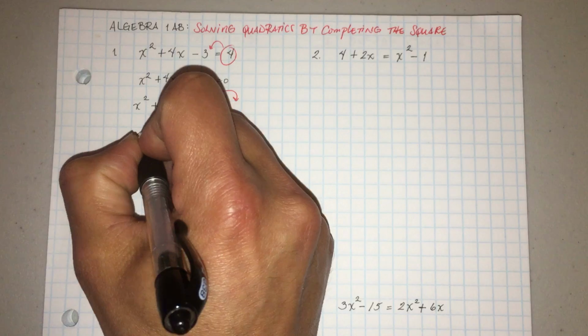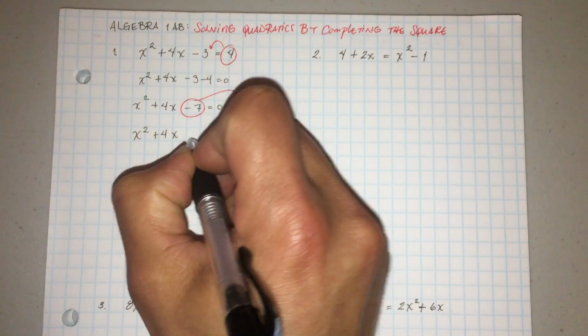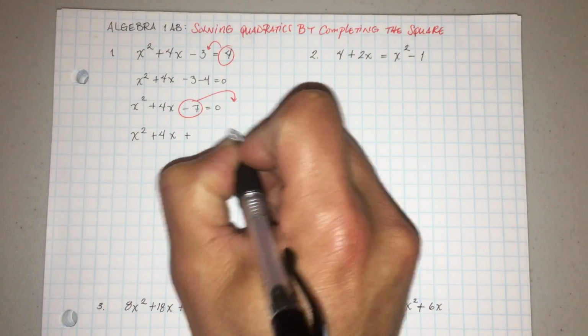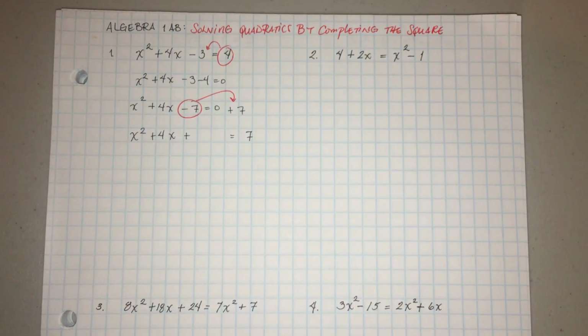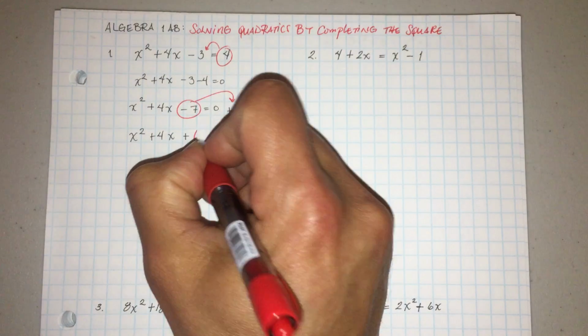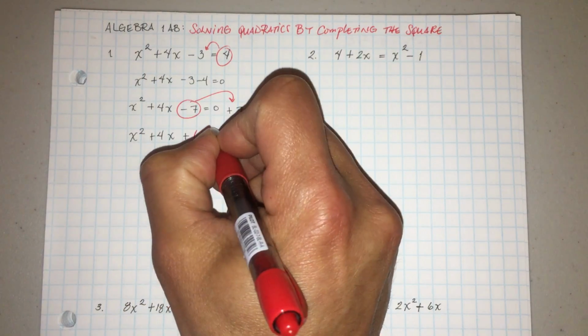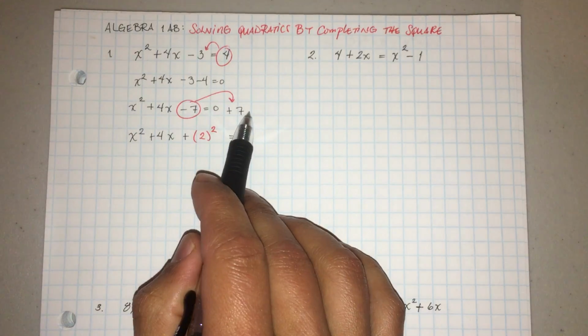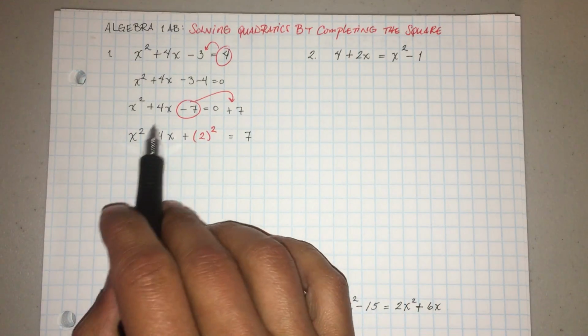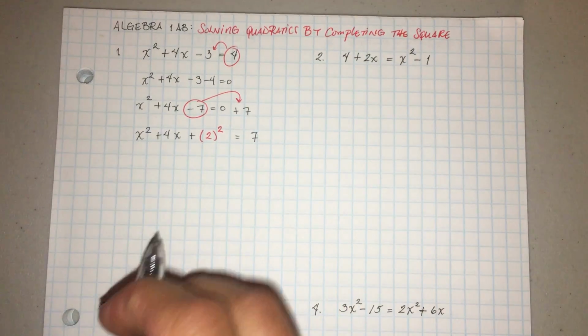You're going to take x squared plus 4x plus, give yourself some room, negative 7 becomes positive 7. Okay, so now what do we do? Well, you take half of 4, which is 2, and you square it. Okay, entonces no lo podemos factorizar, entonces lo muevo a la mano derecha. Agarro la mitad del 4 que es 2, 2 al cuadrado.